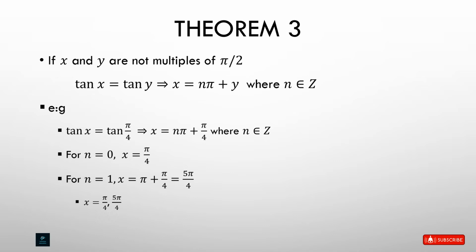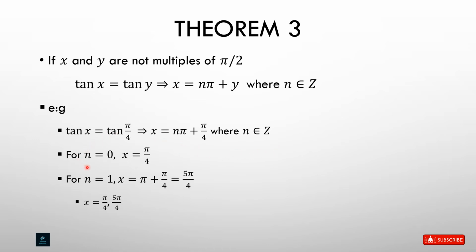The third and the last theorem goes as follows. If x and y are not multiples of pi by 2 and tan x is equal to tan y, this means that x is equal to n pi plus y, where n is any integer. For example, if tan x is equal to tan pi by 4, this means that x is equal to n pi plus pi by 4, where n is an integer.